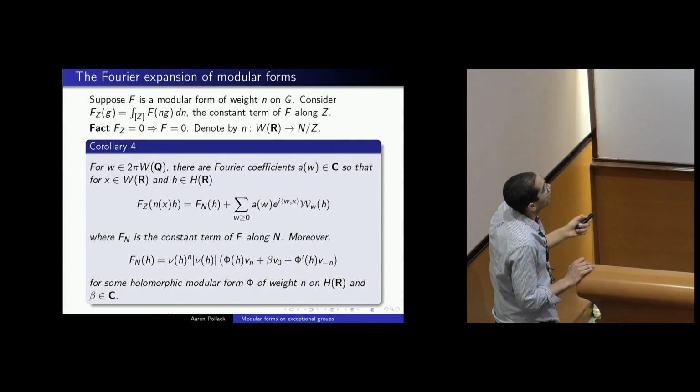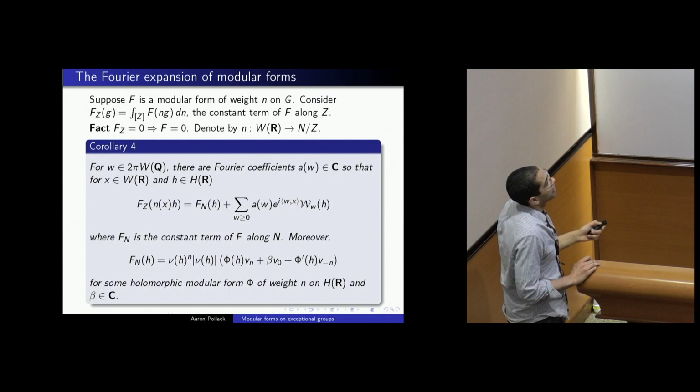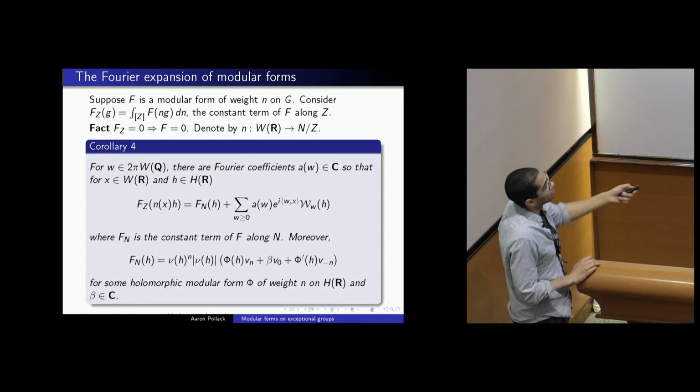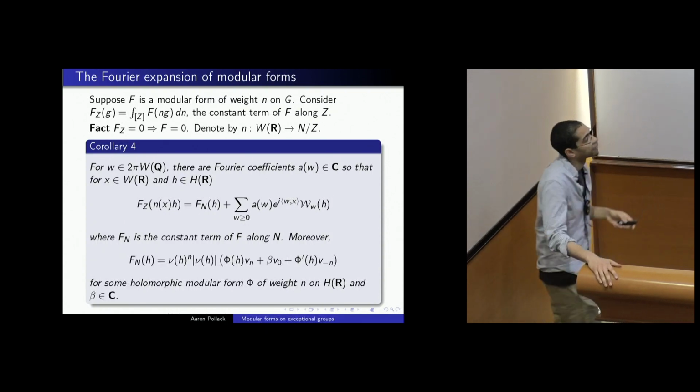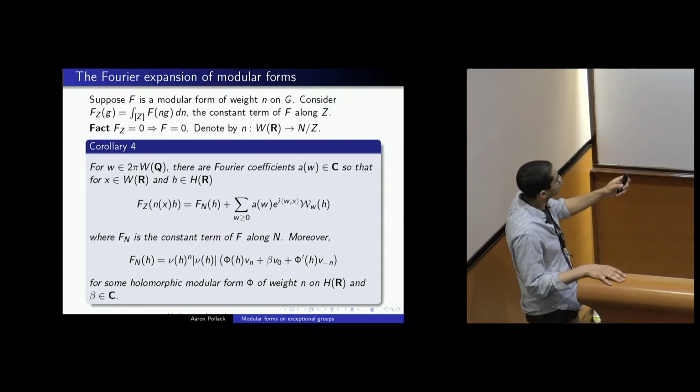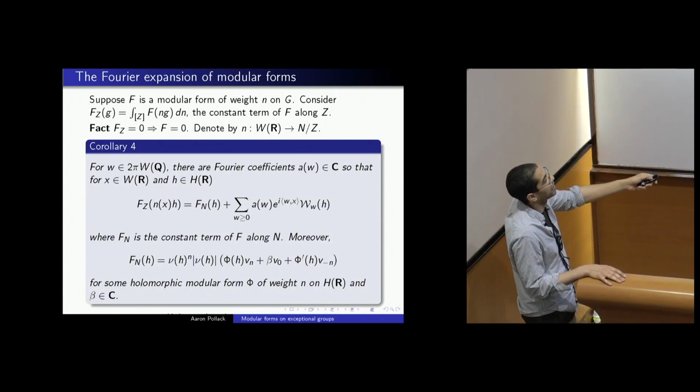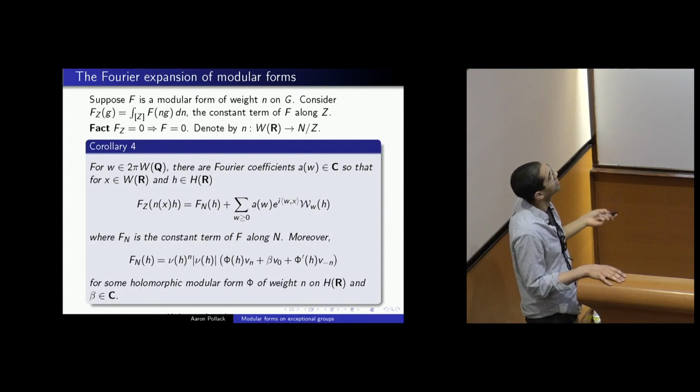Okay, and then the constant term is also interesting. The constant term is basically a holomorphic modular form on the Levi subgroup of the same weight n plus some constant. Okay, and this phi prime here is basically the complex conjugate of phi.